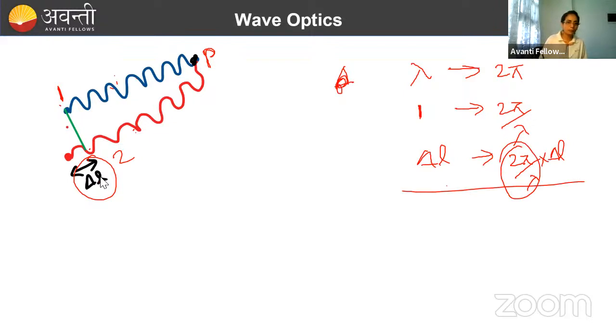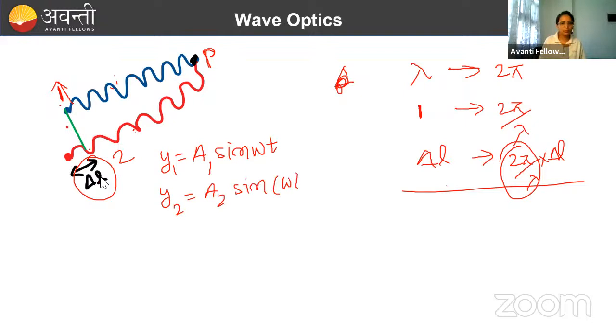Now I want to give you one more thing, that is if you are writing the equation of the first wave, suppose as y1 equals A sine omega t. Then suppose the amplitudes of both waves are different. So A2 sine omega t plus phi. That is your phase difference, that we can calculate from here. This will be our phi.